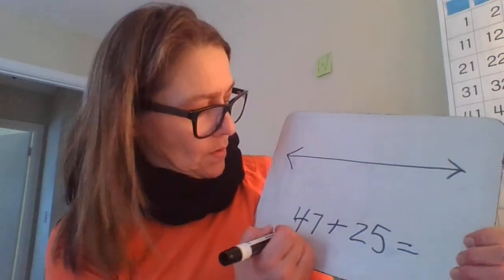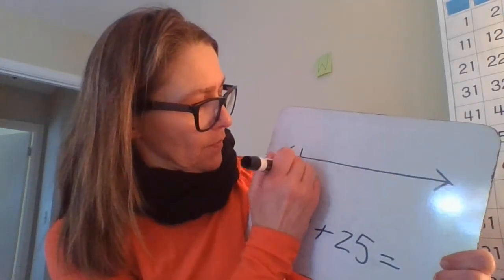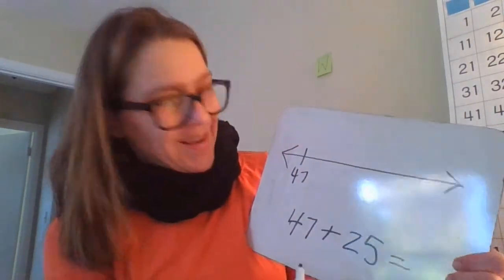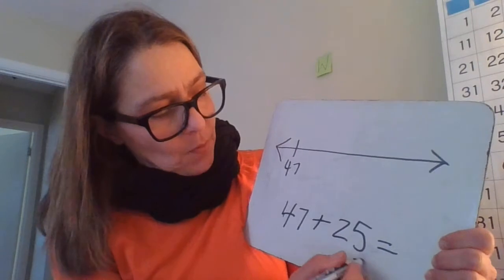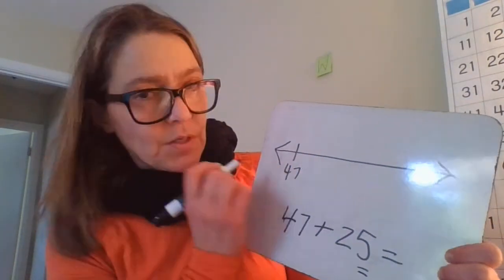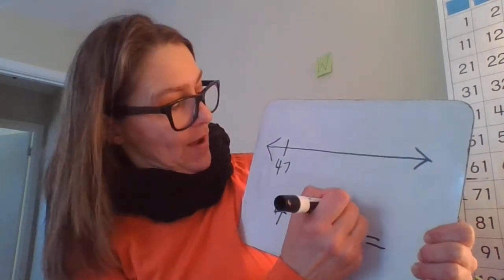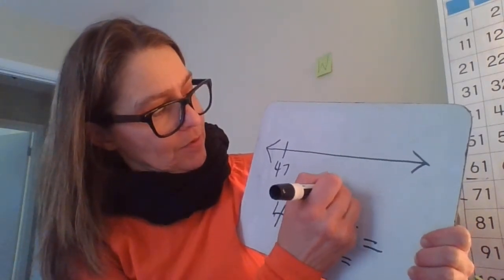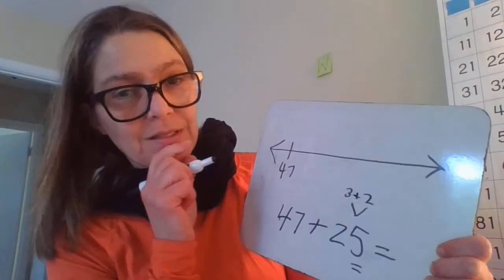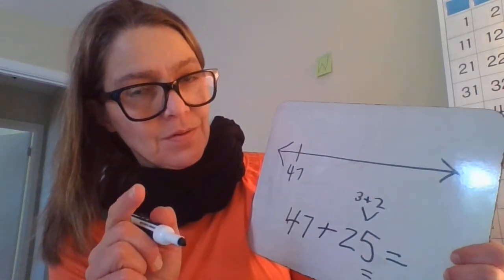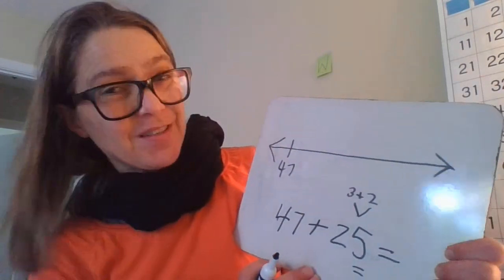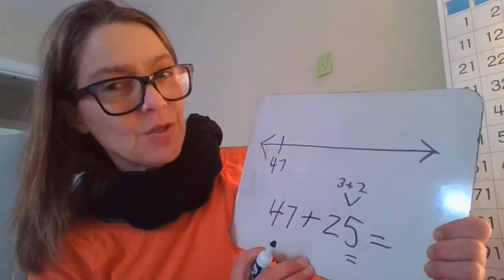All right, so we have 47, so we start at 47. And then now we can also go up the ones first if we want. So 47, and we're going to go up 5 ones. And I know that 5 can be split up into 3 plus 2 because I know my math facts, and so do you. So my 5 can be split up into 3 plus 2.